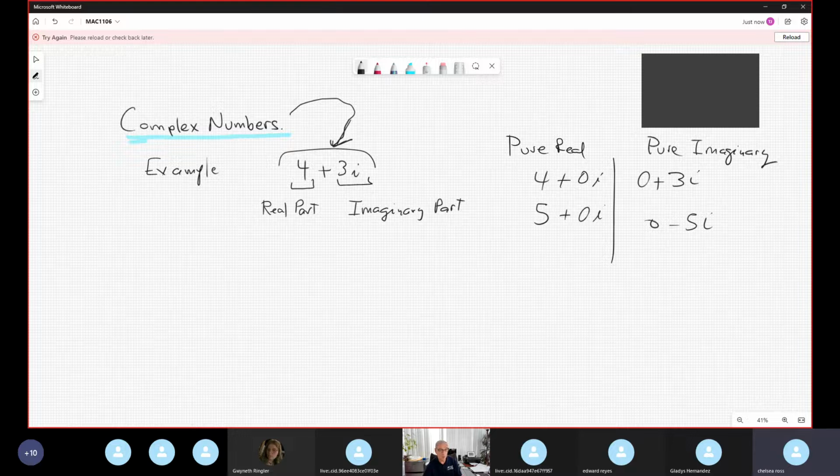And we study different operations using complex numbers. The first operation that we study is the conjugate. Conjugate. It's super easy to understand.